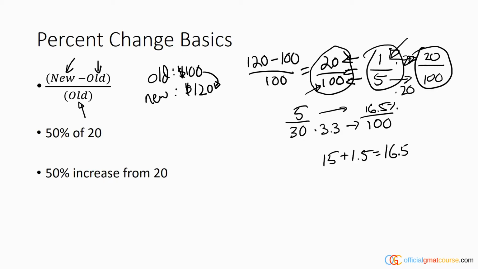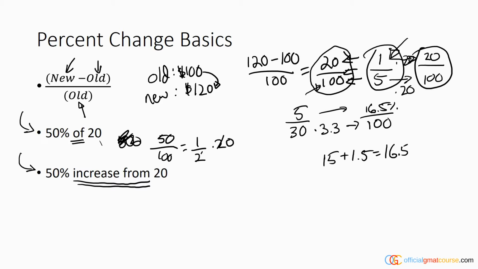Now, there's a couple of different types of wording here that I want to highlight in the second and third example, which is 50% of 20 and a 50% increase from 20, or on 20. And so 50% of something means literally multiply by 50 over 100. And if we multiply by 50 over 100, which simplifies to 1 over 2, times 20, the 2's will cancel out, which will leave us with 10. And this is equal to 10.